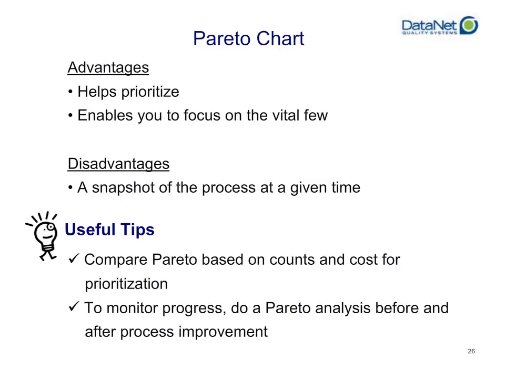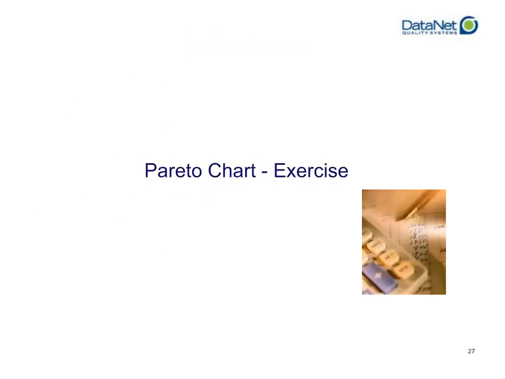To monitor progress, you want to do a Pareto analysis before and after process improvements, and that's just so that you have evidence to say, yep, whatever initiative I took to improve something worked, or it didn't work, or something else came up in the meantime that's even more pressing than what I had been focusing on up until this point. So you definitely want to have a Pareto chart before and after any given quality initiative. So here's an example of a Pareto chart.